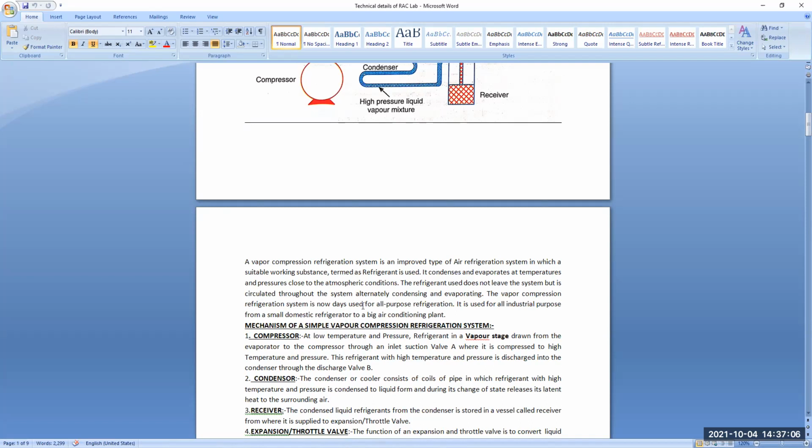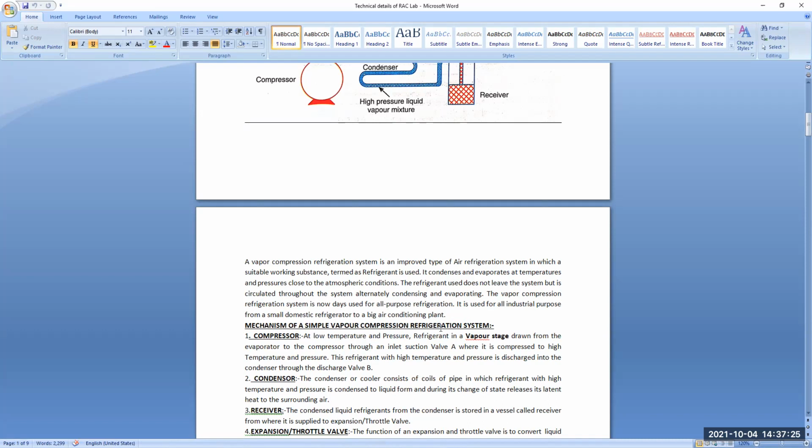Although sometimes a certain amount of refrigerant is supposed to be added to the system. The vapor compression system is nowadays used for all-purpose refrigeration. It is used for all industrial purposes, from a small domestic refrigerator to a big air conditioning unit.